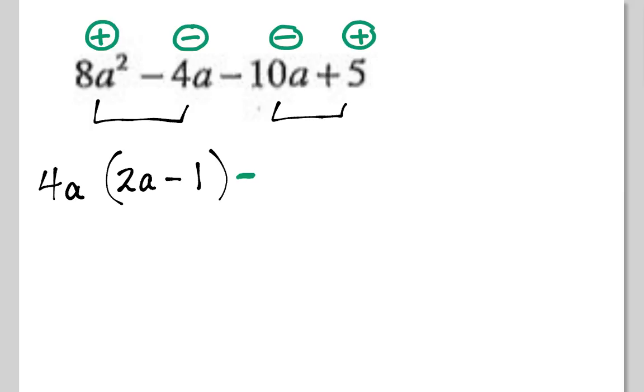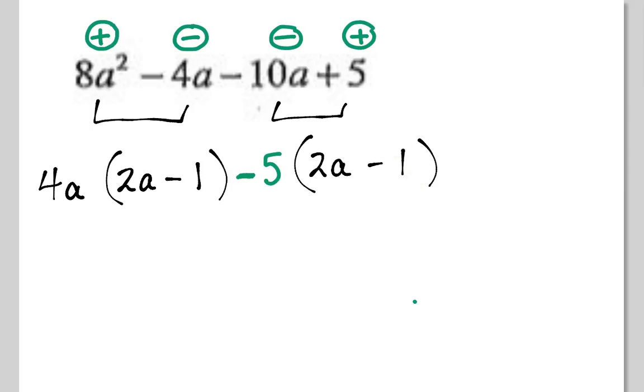So for those two, 10a and 5, what's the GCF? 5, and I'm going to purposefully take out a negative 5. Now when you divide by a negative, signs will switch. So you're left with 2a minus 1. I'll use my pointer. Negative 10a divided by negative 5, 2a. Positive 5 divided by negative 5. That ensured that these two guys are identical.